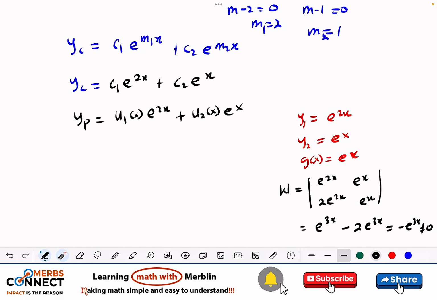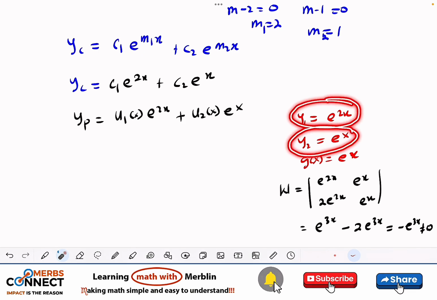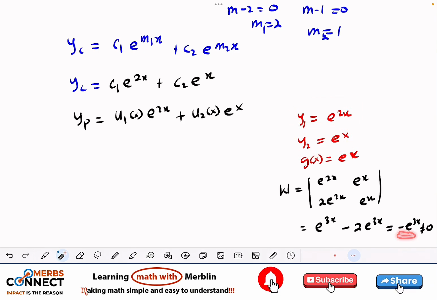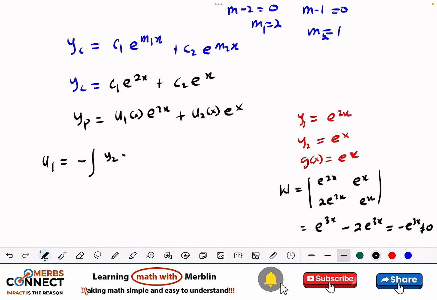Good. Now let's go through the process. Somebody can choose this one to be y1 and this one to be y2, and this is going to be positive, but it's also going to be the same when we are choosing our solution. So I know that u1 is equal to the integral of minus y2 g of x divided by the Wronskian dx, and u2 is equal to the integral of y1 g of x divided by the Wronskian dx.